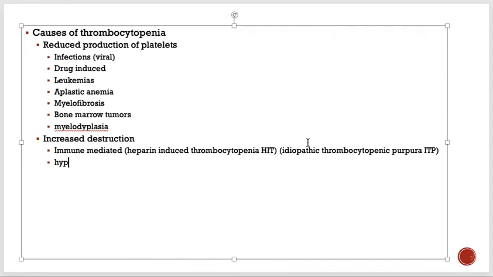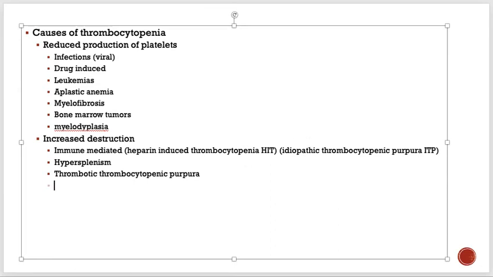One condition is called hypersplenism. In this one, the spleen is hyperactive and destroying more and more cells, which will destroy platelets as well. One condition is called thrombotic thrombocytopenic purpura. Now, what is purpura? Whenever there is a patch of bleeding on the skin, if it is small we call it petechia. Whenever that patch is increased in size, we call it purpura.